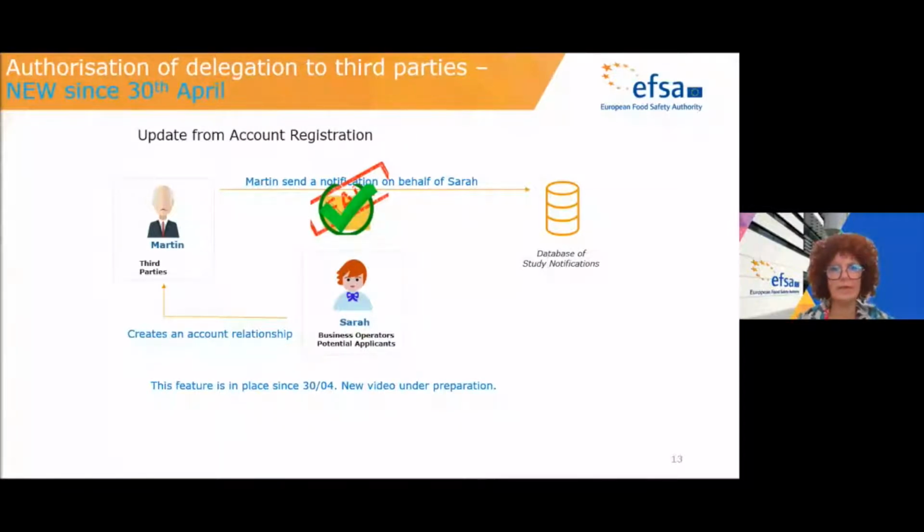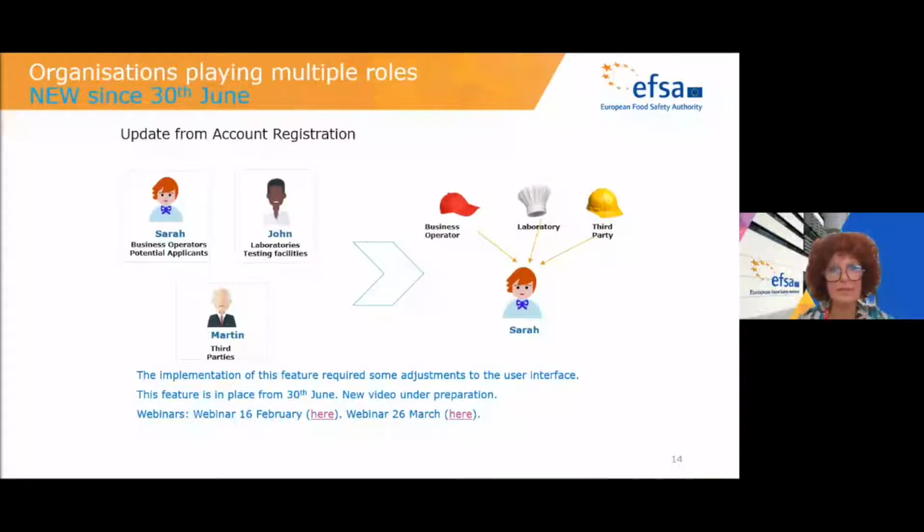On the next slide, another improvement that came out more recently, the 30th of June, coming again from experience and feedback, is the fact that Sarah can be a business operator, but can also be a laboratory representative and can be a third party in another context. So this multiple hat for one person, we have also improved in the tool, and the organizations are now able to play multiple roles. You will find some videos to explain this on the EFSA website. We also have a very nice user guide that has been recently published, full of information on account creation, notification of study, and pre-submission advice.